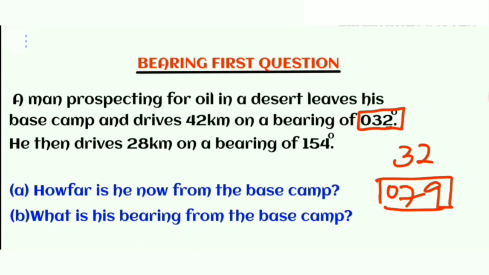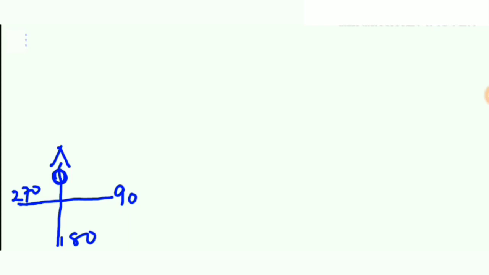So, to understand this question, you have to draw a diagram. Please, I advise you to copy this question down so that you understand the diagram. The first thing is to draw the compass, the starting point. So, here's the starting point. This is the north line. 0 degrees, 90 degrees, 180 degrees, 270 degrees. Bearing is measured from the 0 degree or from the north line.